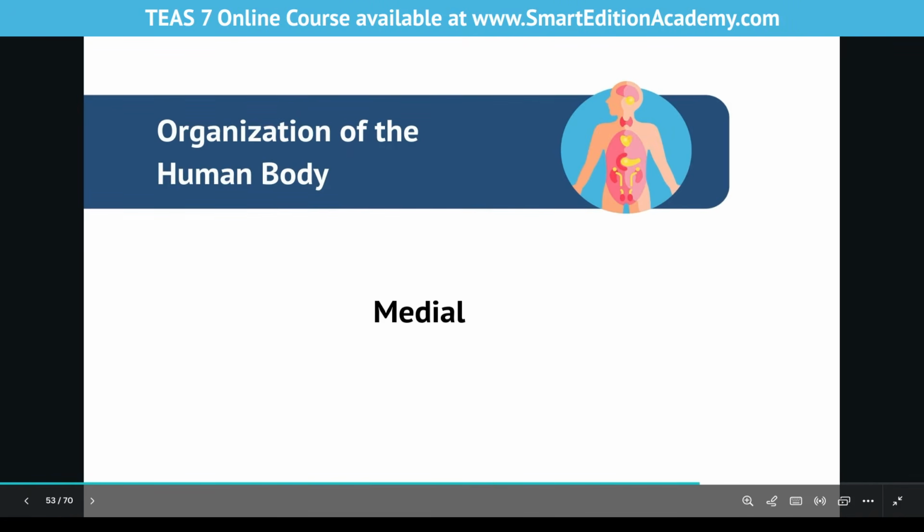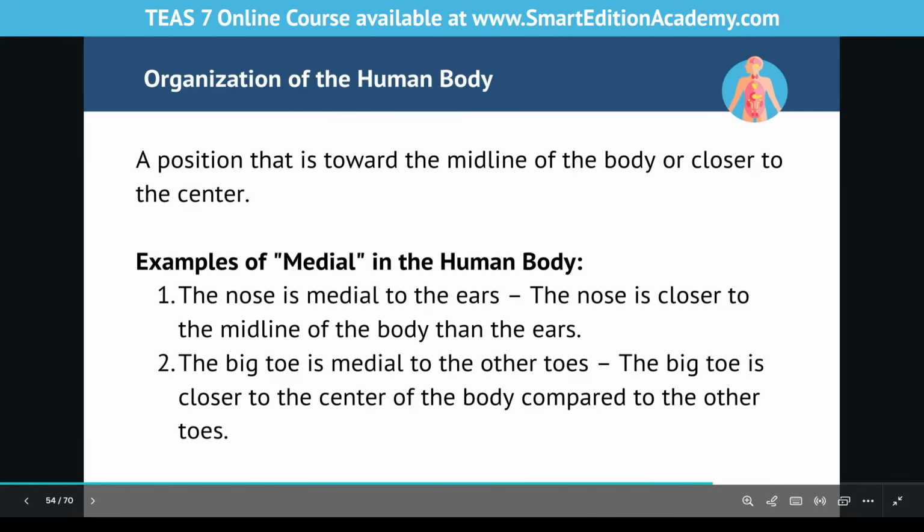Medial. Medial refers to a position that is toward the midline of the body or closer to the center. An example of this would be the nose is medial to the ears. The nose is closer to the midline of the body than the ears.